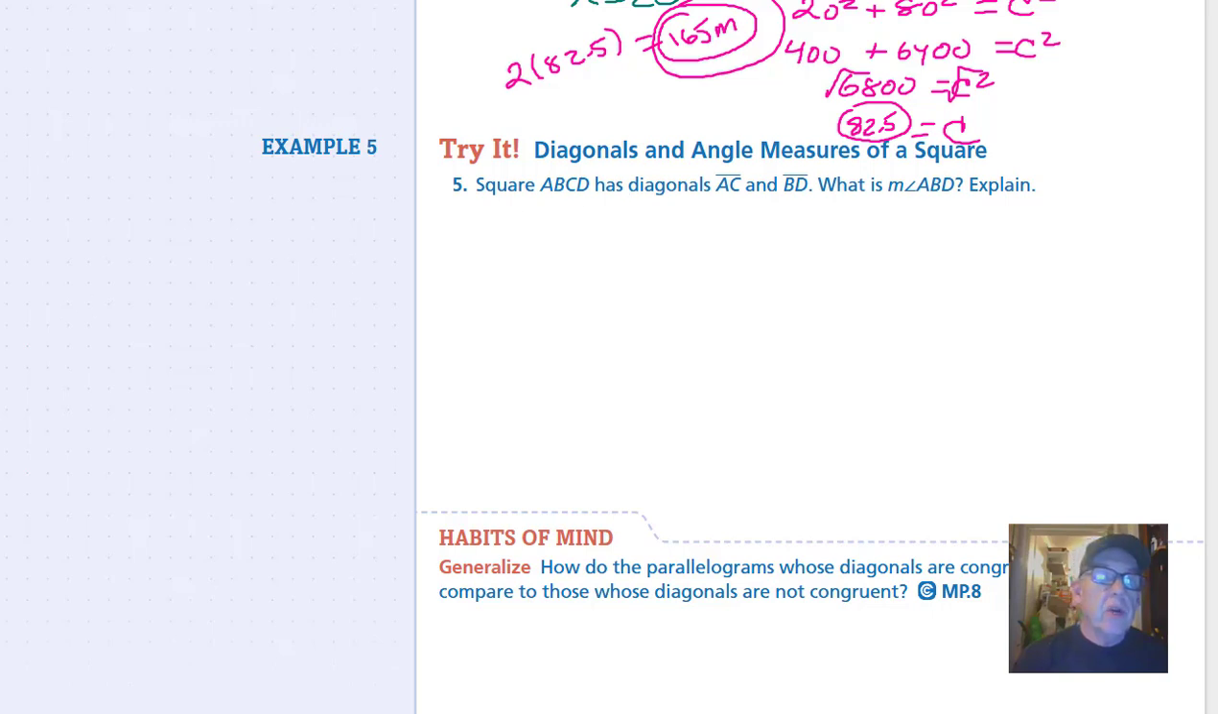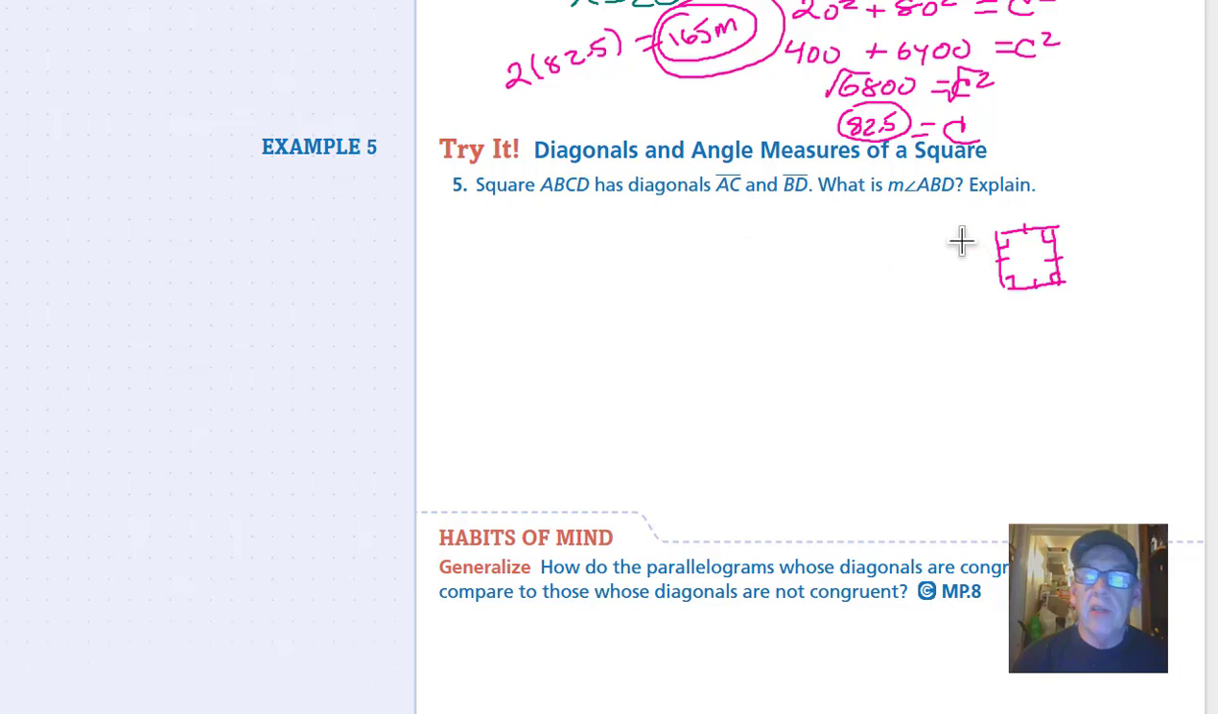Diagonals and angle measures in a square. Okay, so we have a square. Now, properties of a square, remember, it's a parallelogram. All sides are congruent, which makes it a rhombus. But in addition, it has all right angles. So it's a parallelogram, opposite sides are parallel. It's a rhombus, all sides are congruent, and it's a parallelogram. And in addition, it's a rectangle because it has opposite sides congruent and it has a right angle.